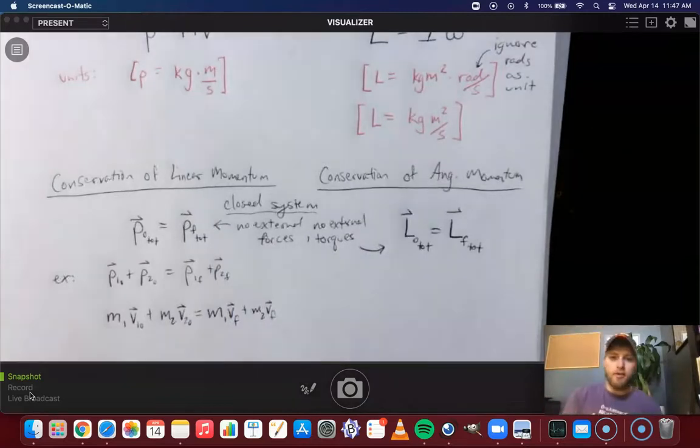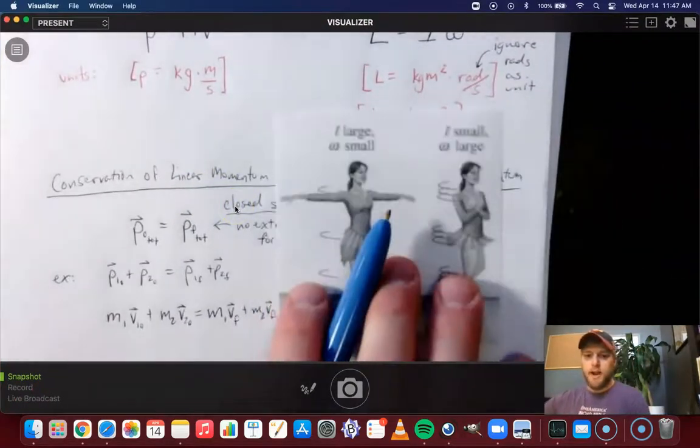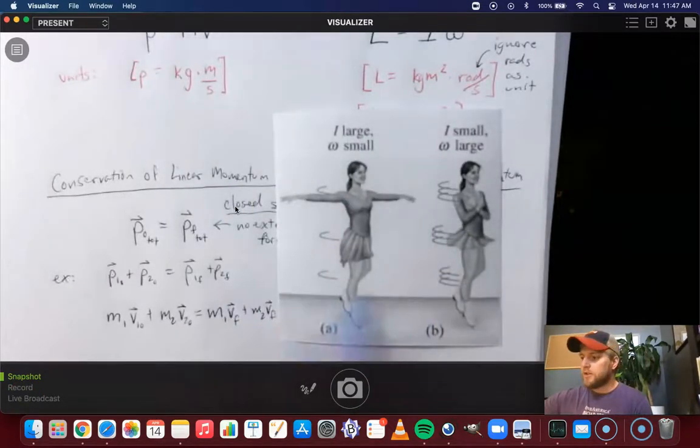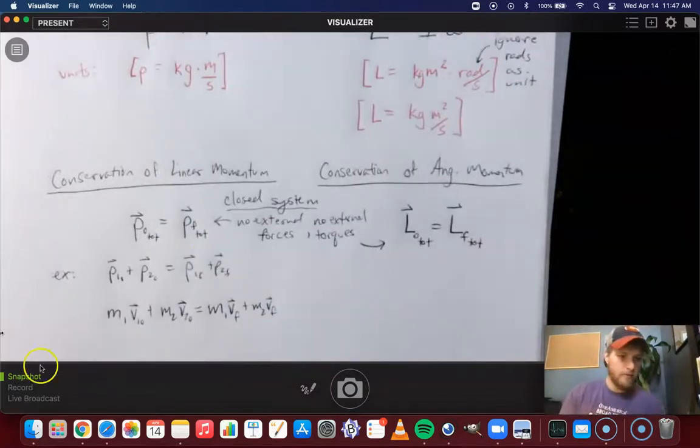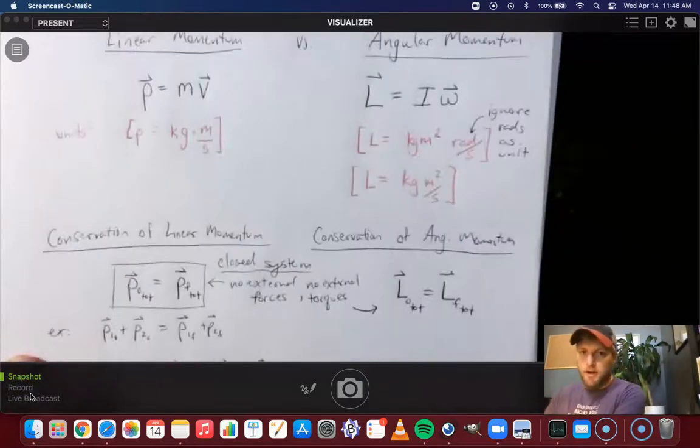So there's nothing, for example, like friction or air resistance causing a torque or applying a torque to this ice skater to slow them down. We're assuming they're the only thing in this system. So for the most part, we're just going to be looking at single solitary objects that have a moment of inertia before the collision or the interaction.